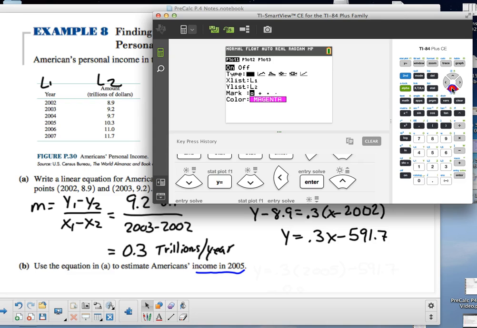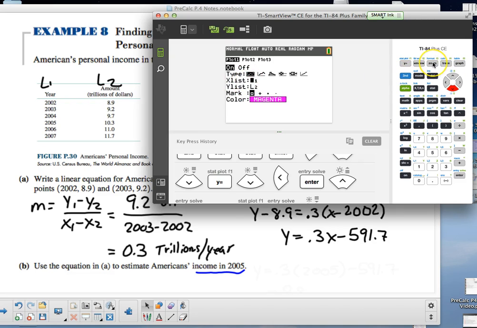And I want to arrow down to my X list, because on my X list, I'm going to use L1 as my X values, time is my independent variable, and L2 as my Y values, my dependent variable. And I have magenta, and it's going to be squares that I'm going to graph. Okay, now I've got all that set in my graph.